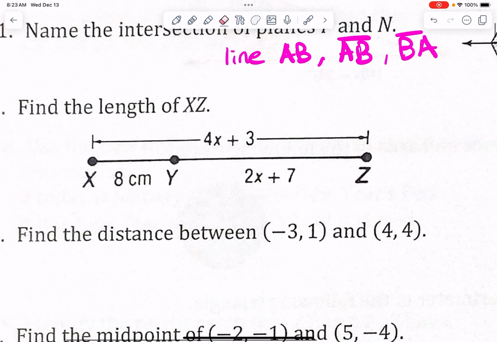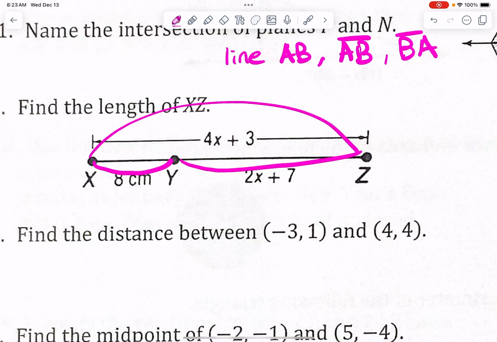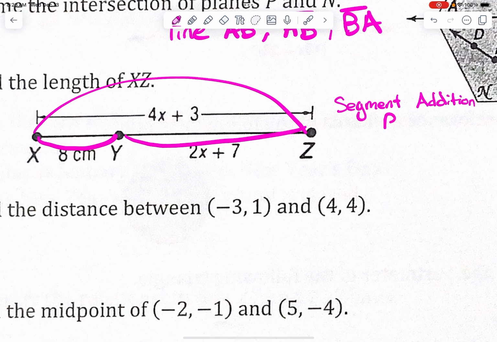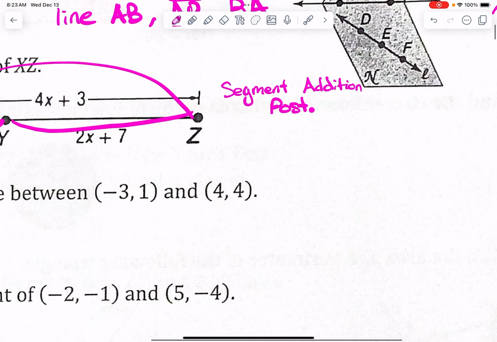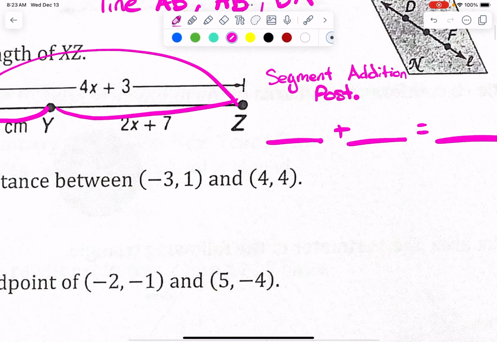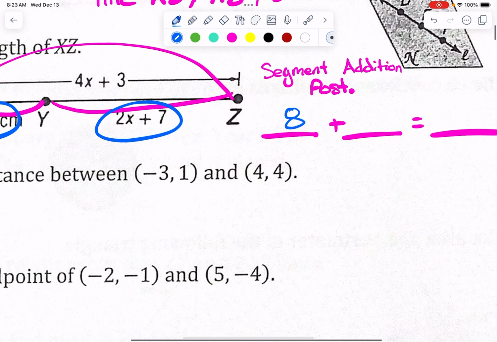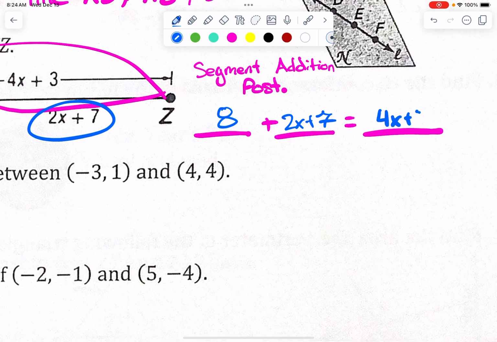Number 2, you're looking at chunks of a segment. So I have 3 points. From here to here is 8. From here to here is 2x plus 7. The whole thing is 4x plus 3. So this is something called the segment addition postulate. Segment addition postulate basically says I can have 2 smaller segments that add together to make the larger segment, okay? The 2 smaller chunks are 8 and 2x plus 7. So 8 plus 2x plus 7 is going to be equal to 4x plus 3, okay?